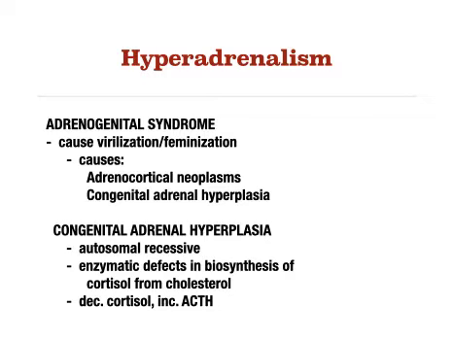In fact, congenital adrenal hyperplasia is the most common cause of ambiguous genitalia in newborns. This is an autosomal recessive disorder wherein there is an enzymatic defect in the biosynthesis of cortisol from cholesterol. So here there is a decrease in cortisol level and a resultant increase in the ACTH level.